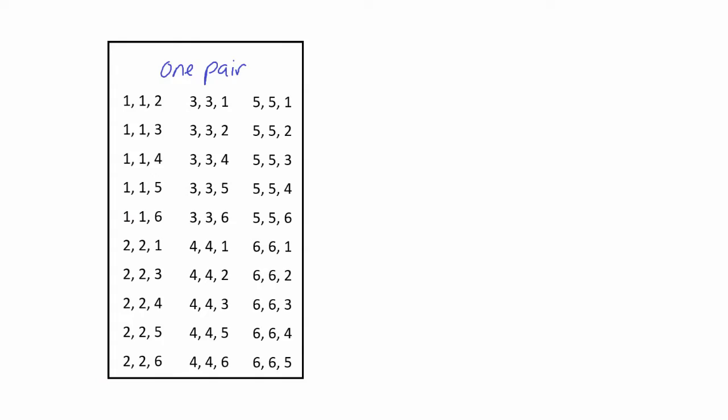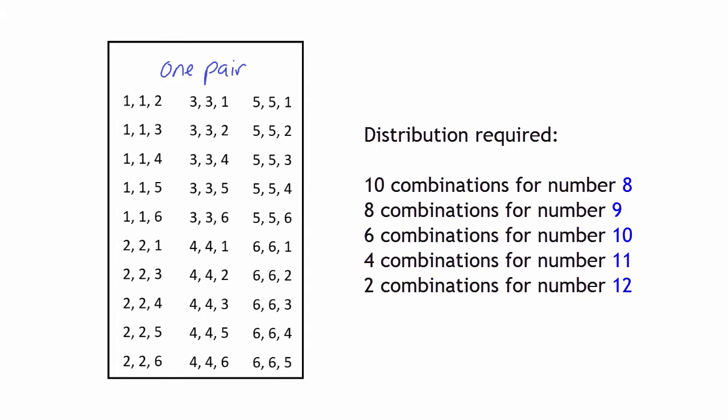And so what I found that I had to do was distribute 10 of these combinations of pairs so that it gives the value of 8 with 2 dice, and then 8 of these combinations to 9, 6 of them to 10, 4 of them to 11, and 2 of them to 12.